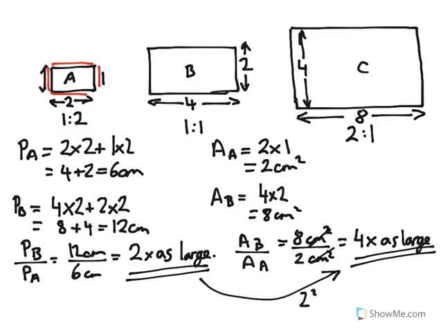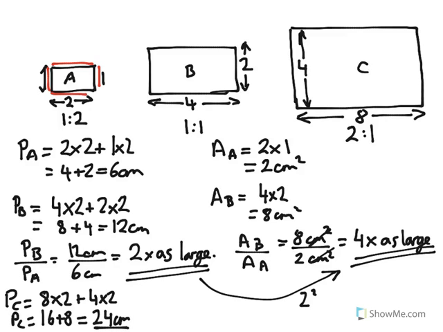Let's look at the rectangle A to C then. What happens there? We'll know the perimeter of A. What about the perimeter of C? Well, the perimeter of C is going to be the length 8, and we've got 2 of them, plus the length 4, and we've got 2 of them. 2 8s are 16, 4 2s are 8. So the perimeter of rectangle C is going to be 16 plus 8 equals 24 centimeters.